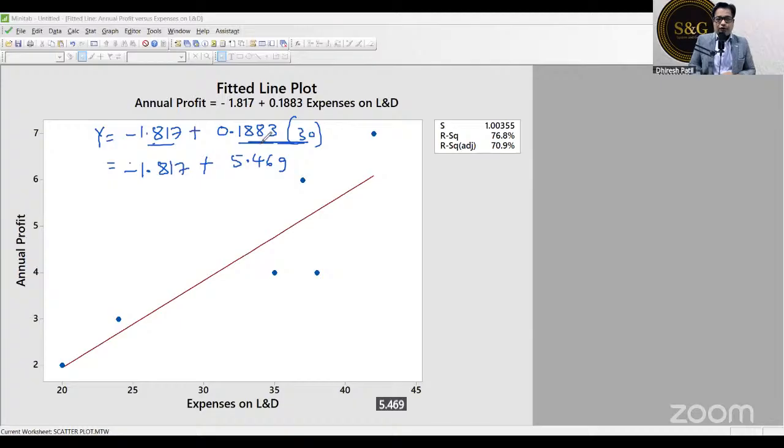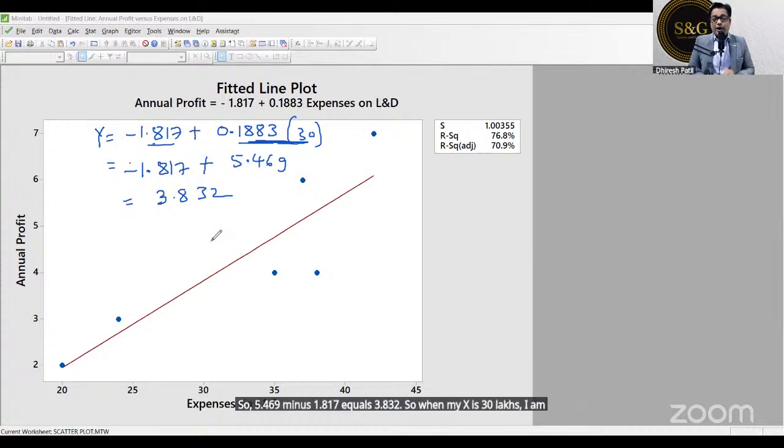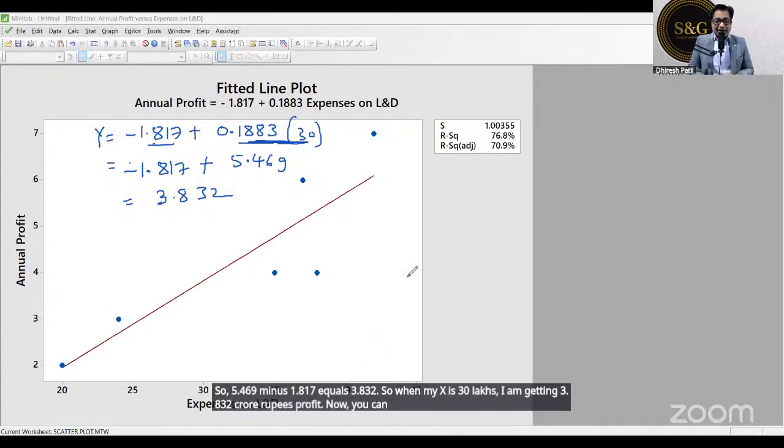5.469. Very good. So first you do the multiplication. So 5.469 minus 1.817 equals 3.832. So when my X is 30 lakhs, I am getting 3.832 crore rupees ka profit. Now you can just validate this. You can do this validation.